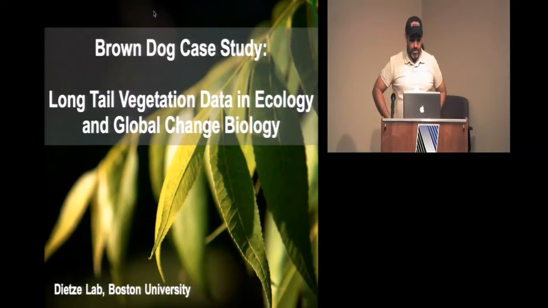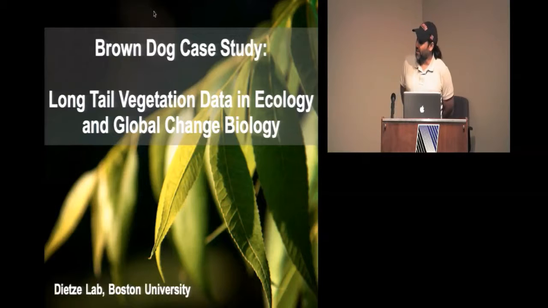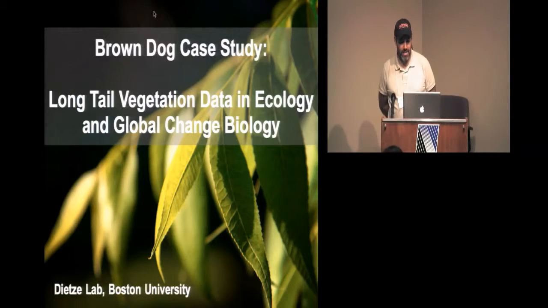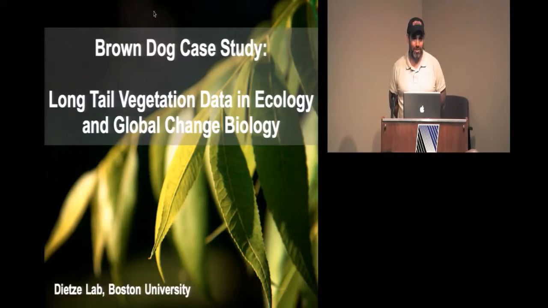So I'm going to talk about the use case that we're doing within Brown Dog, which I guess is broadly defined as long-tail vegetation data. So this uncurated, unstructured data surrounding vegetation and how that's used in ecology and global change biology. If you've ever dealt with ecological data, it is all 100% long-tailed, unstructured. I've never met anyone who's measured vegetation who didn't decide to store it in their own unique way. Even within a single lab, it will vary from student to student and year to year.